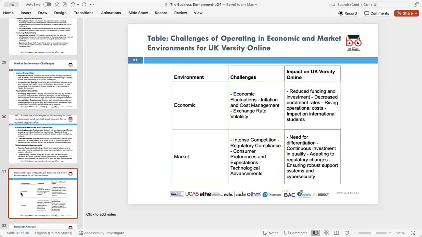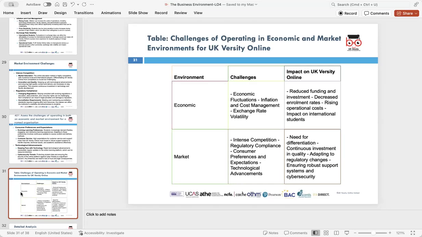Challenges of operating in the economic and market environment for UK Versity Online. Economic fluctuations present significant challenges for educational institutions like UK Versity Online during economic downturns.